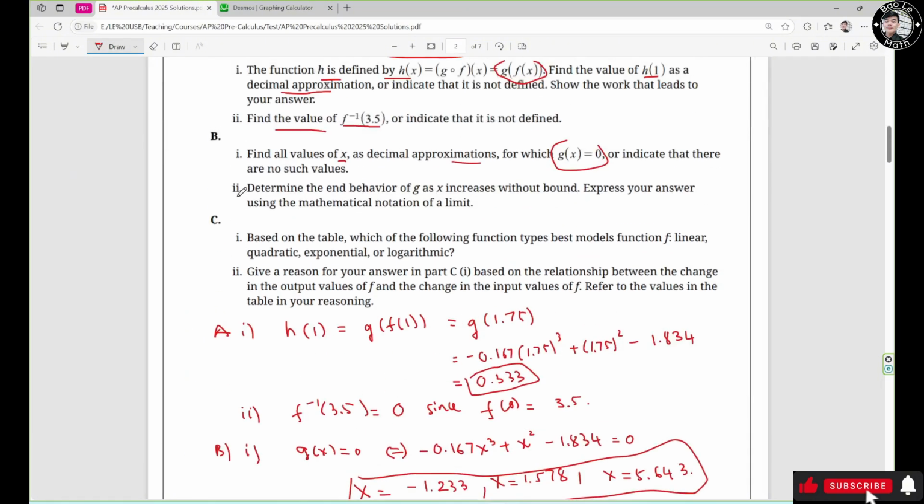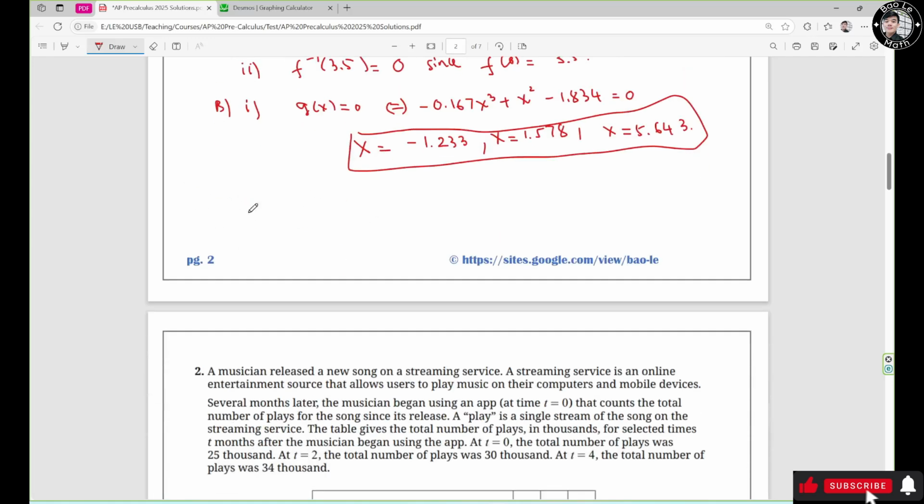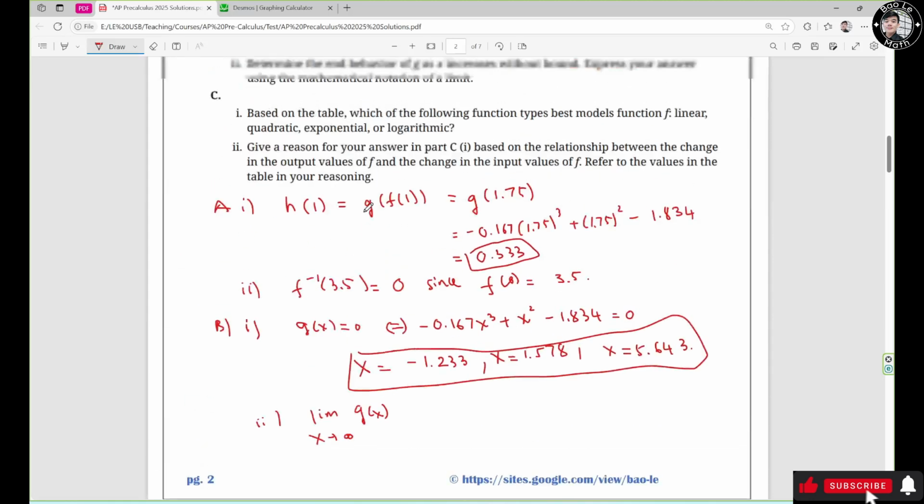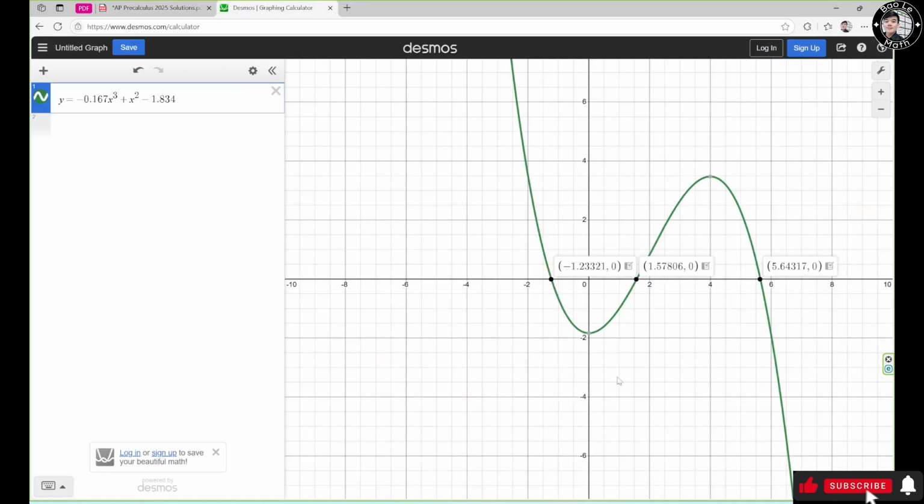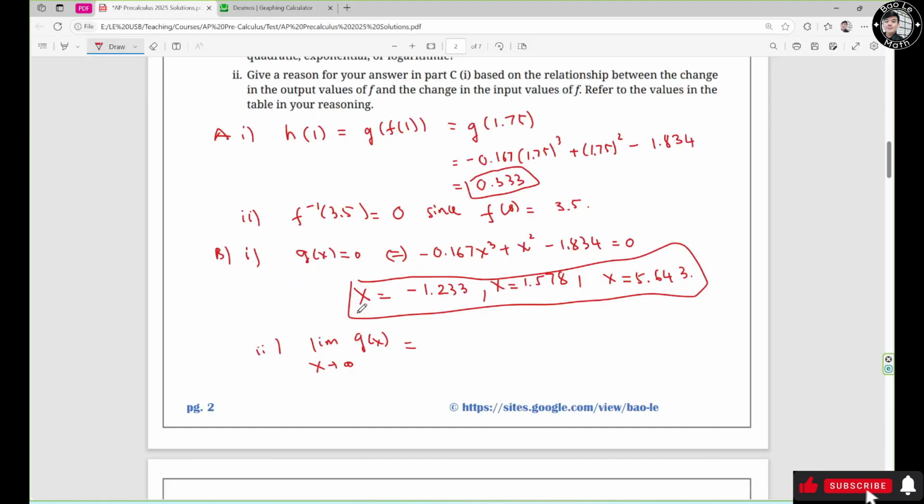Now question B2I. Determine the end behavior of the function g as s increases without bound, right? So 2I right here, we need to find the limit of the function g of s when s approaches positive infinity. Look at the graph right here: s approaches positive infinity, which means s goes to the right, the function goes down, right? So it's going to be negative infinity.